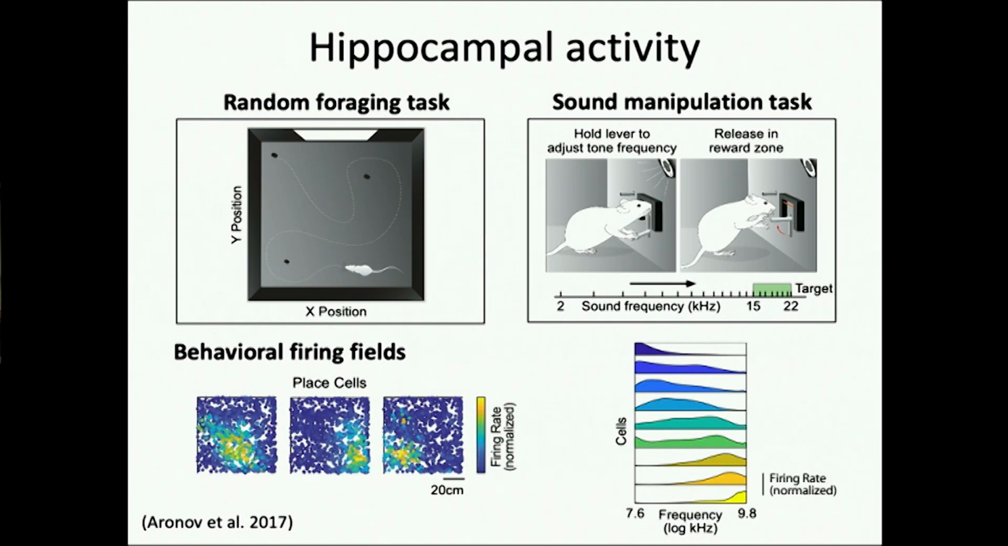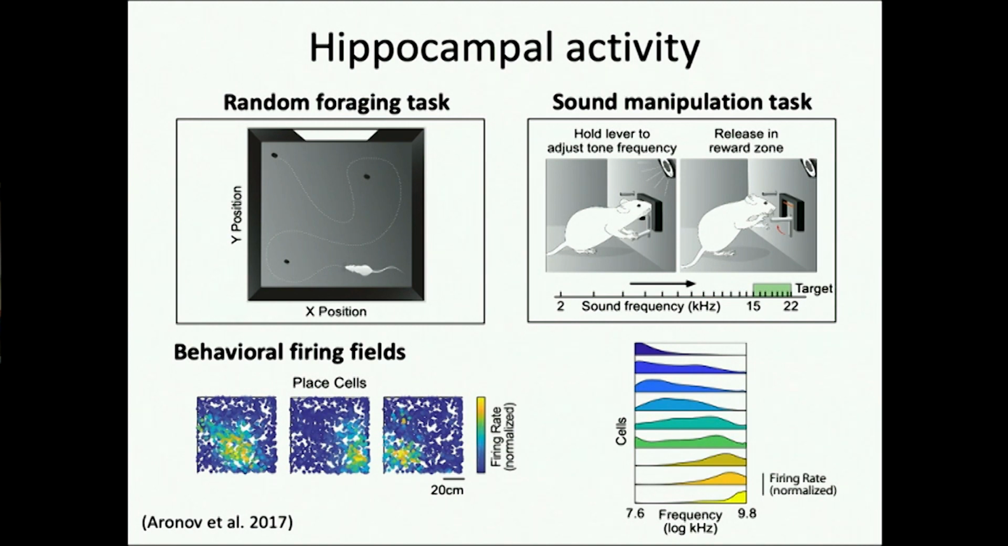So this represents work from Dmitry Aronov, who was a postdoc with David Tank when we were doing this project, and now he's an assistant professor at Columbia. So what Dmitry and David did was they trained these rats to do two different tasks, okay? And so the tasks are depicted here. What's depicted here schematically is what people call the random foraging task.